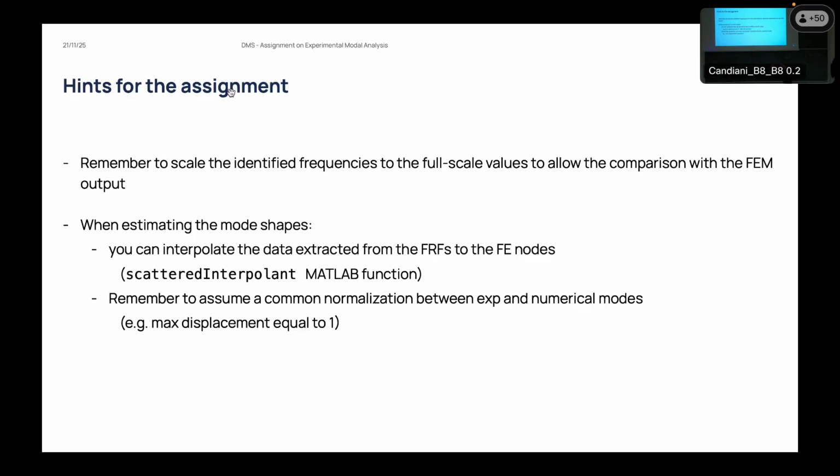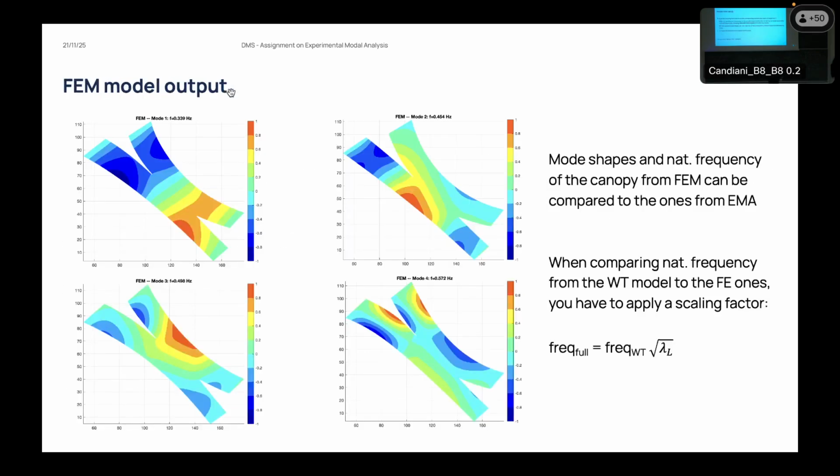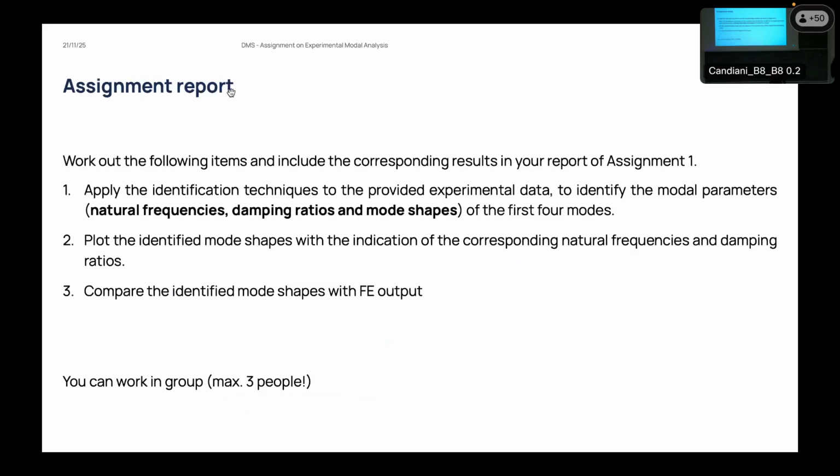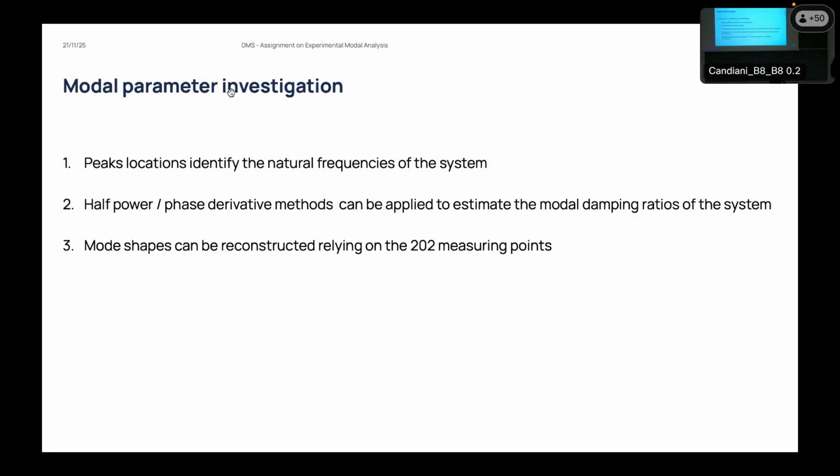And when you are estimating the mode shapes, obviously, as we stressed before, the information you can get from the experimental modal analysis is just about the 202 points you are monitoring. We are not monitoring any point in the canopy. We are just monitoring the output over the measuring locations. To be able to compare the results you get from the finite element model, that instead are more or less a continuous surface or something much more refined than the 202 points, you have two ways.